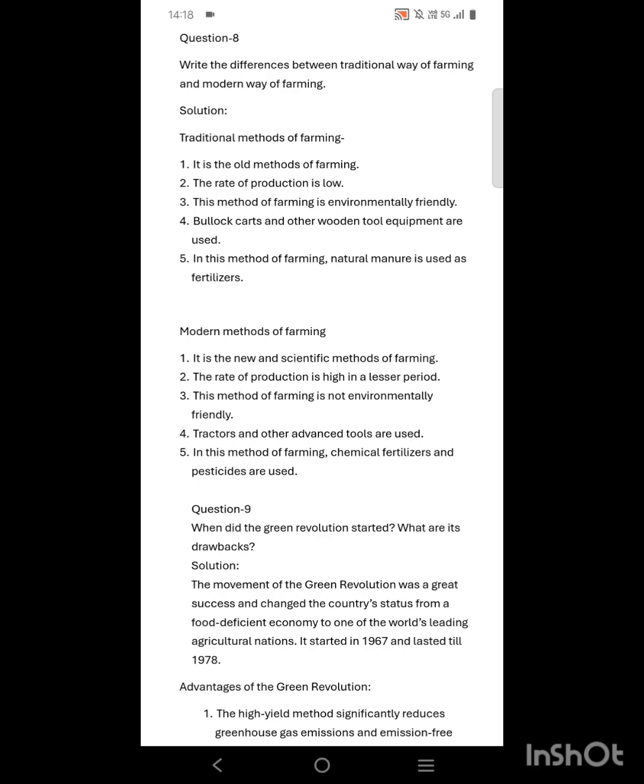The rate of production is very low. This method of farming is environment friendly, because it does not create any pollution, or destroy the soil also. Bullock carts and other wooden tool equipments are also used. In this method of farming, natural manure is used as fertilizer.